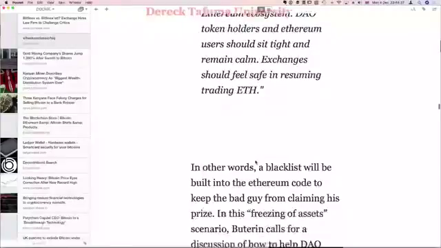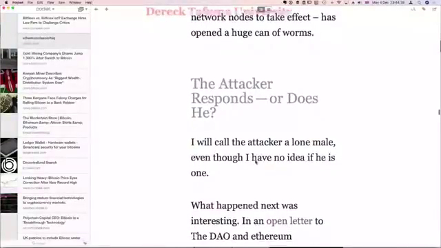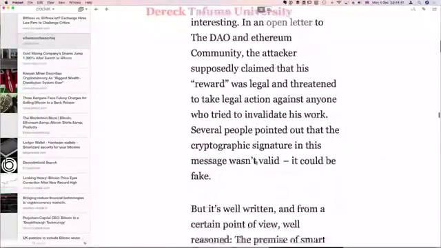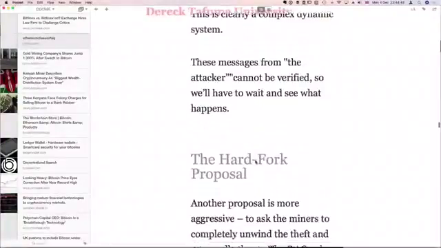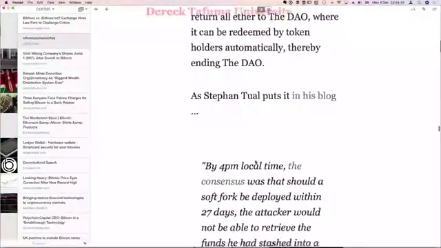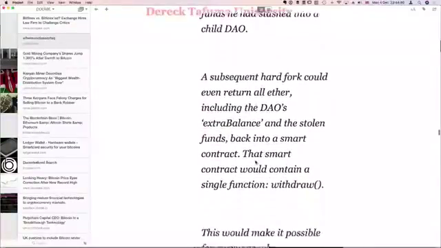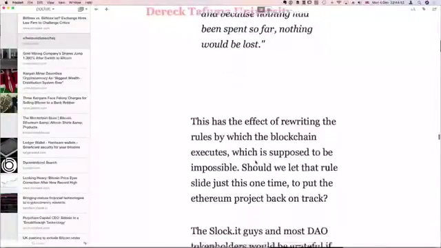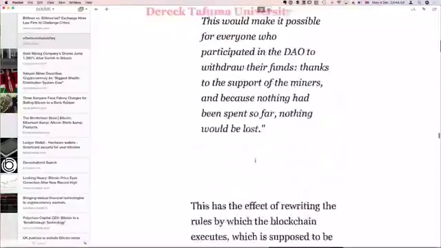Buterin continued. The attacker responds, so does he. So you'd have to read this. Then there's a hard fork. With a hard fork, there are actually two different directions that it takes. So let's see.